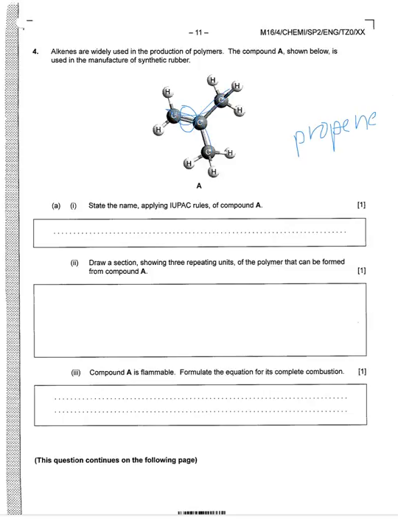But it's 1-propene, although because there's only 3 carbons, I don't need the 1, because the only place it can be is on the first one. But then I do have a methyl group on it.